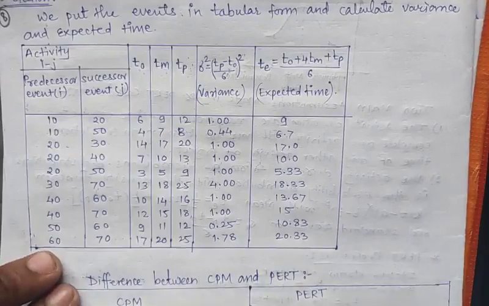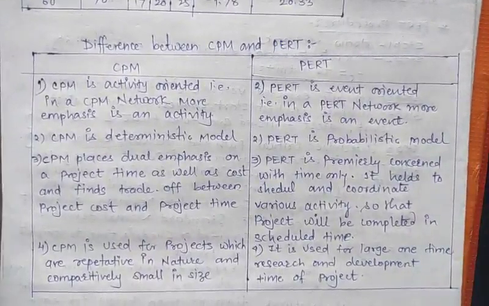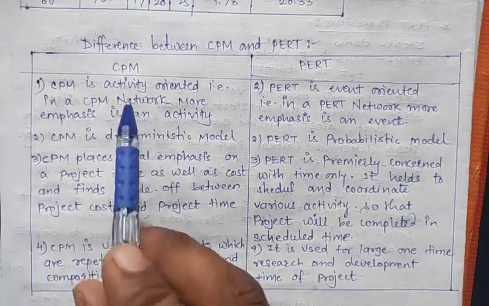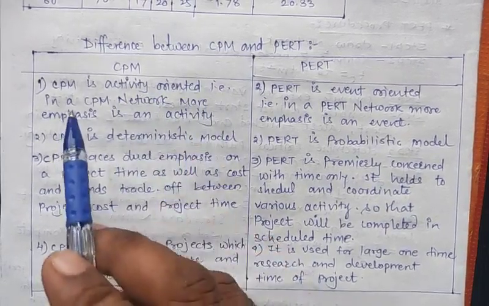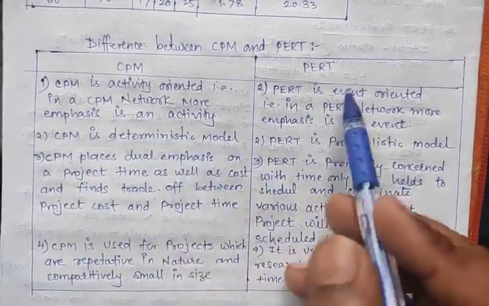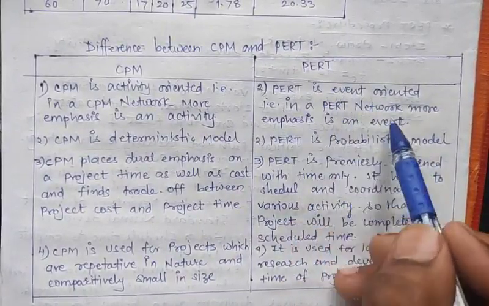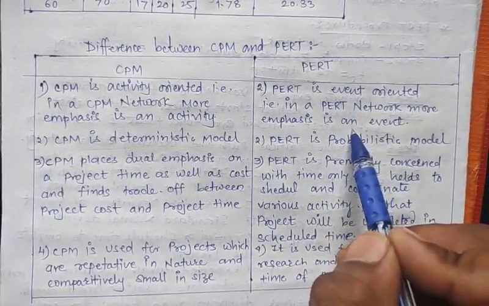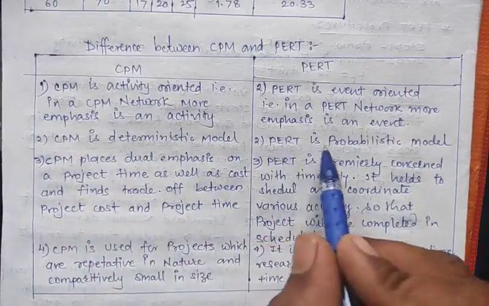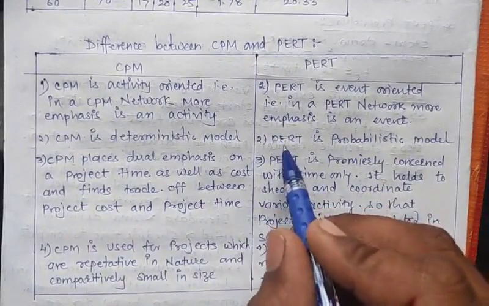Now last, let's see the difference between CPM and PERT. First, CPM is activity oriented, that is, in a CPM network more emphasis is on activity. PERT is event oriented, that is, in a PERT network more emphasis is on events. Second, CPM is a deterministic model and PERT is a probabilistic model, so we use probability in PERT.